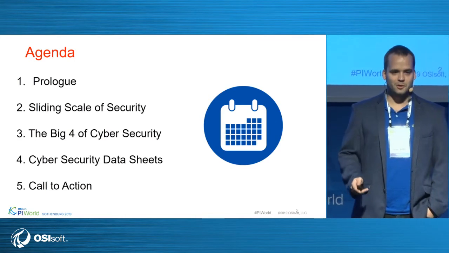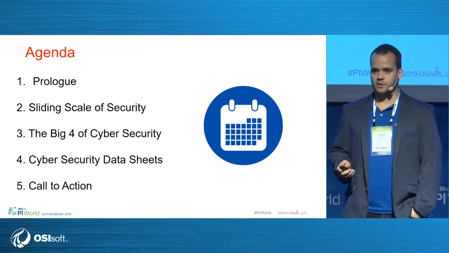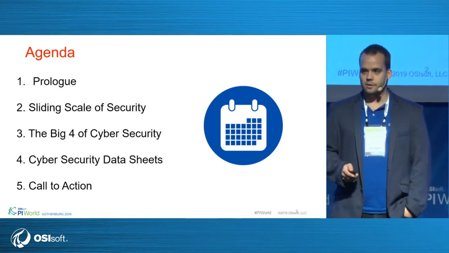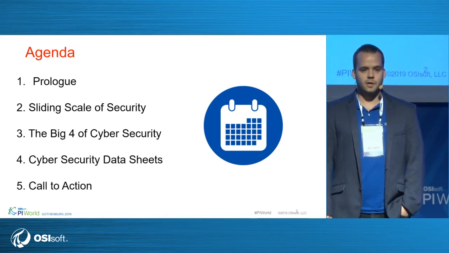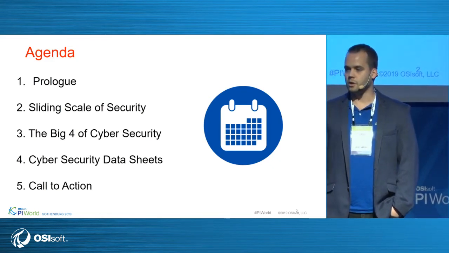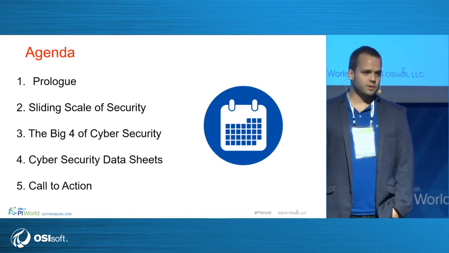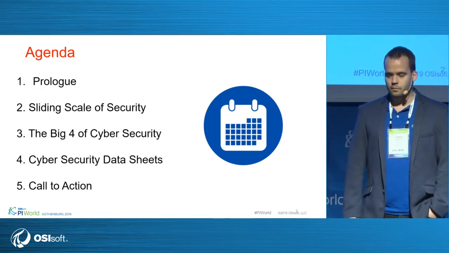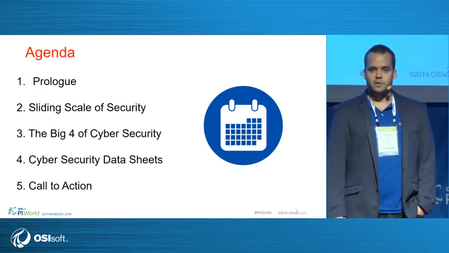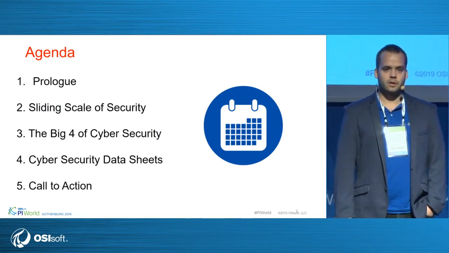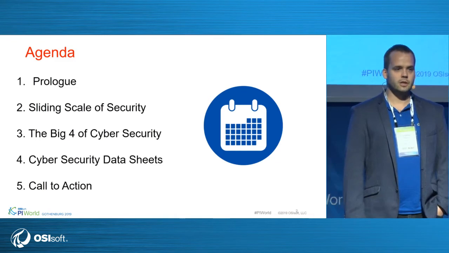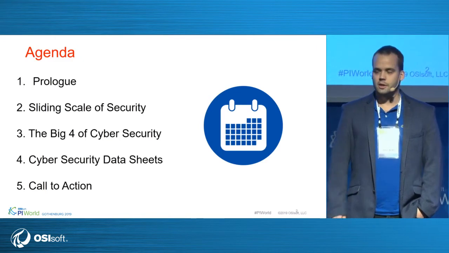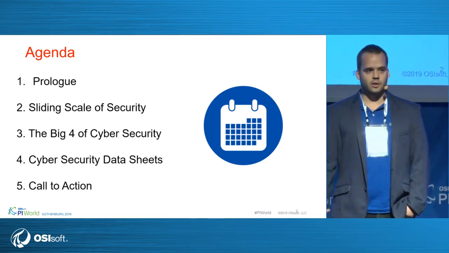So first, let's look at our agenda quickly. First, we'll do some short introduction into why cybersecurity is important and how to approach it, how to set up our expectations. Second, we'll look into the sliding scale of cybersecurity. Next, we'll look into what I call the Big Four of cybersecurity. These are measures that you can put into place to really improve your security posture. And finally, we'll look into cybersecurity data sheets, which are a framework and provide an anchor for your cybersecurity approach and really help you assess how you are doing with cybersecurity. And we'll end with a call to action, which is a challenge to all of you.